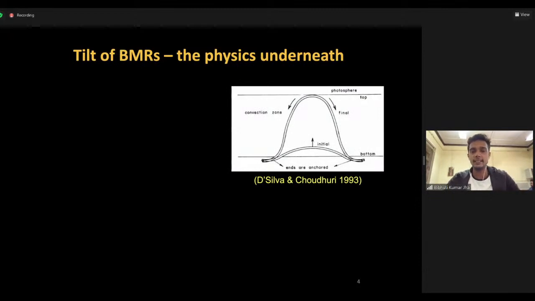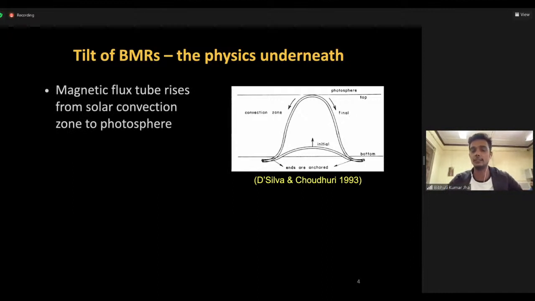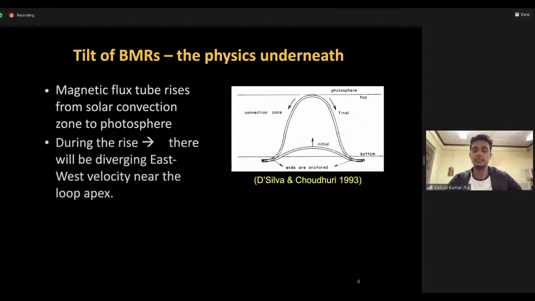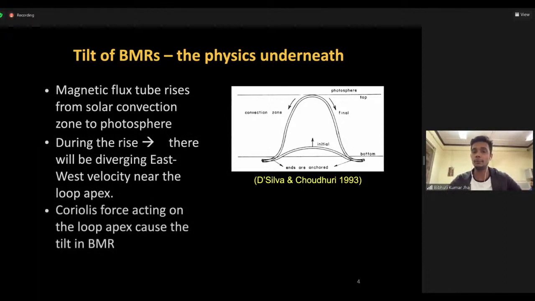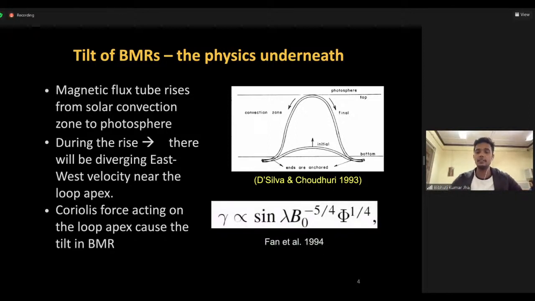In 1993, D'Silva and Choudhuri gave one idea about that. We know that the bipolar regions are formed when the magnetic flux tube rises from the solar convection zone to the photosphere. During their rise, there will be a diverging east-west velocity, and since there is a velocity near the loop apex, it will experience the Coriolis force, and that Coriolis force will cause the tilt in the BMR. Later on, in 1994, Fan et al. gave a relation of how the tilt angle is related to the strength of the magnetic field in the flux tube as well as the flux in the tube.